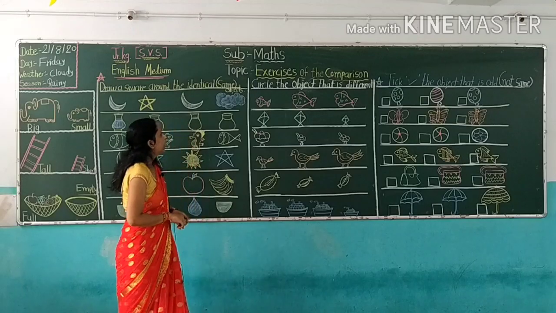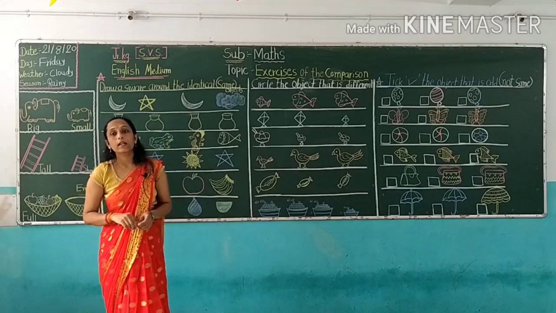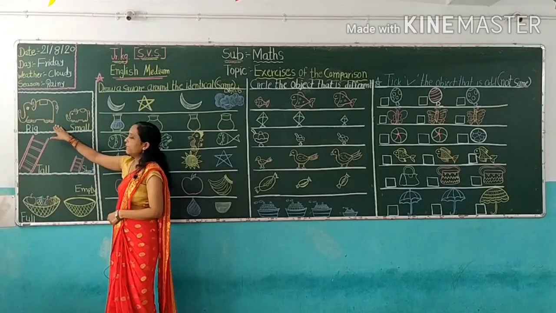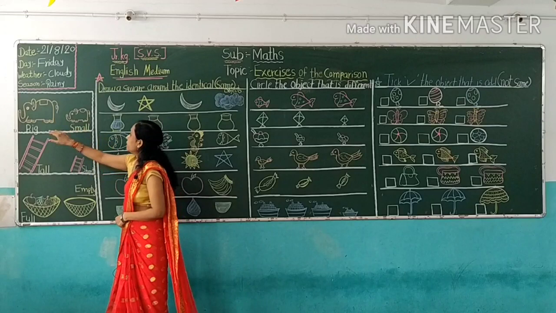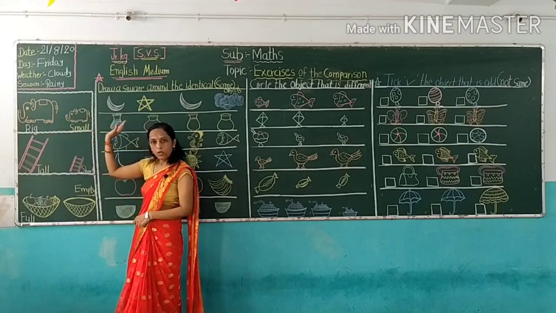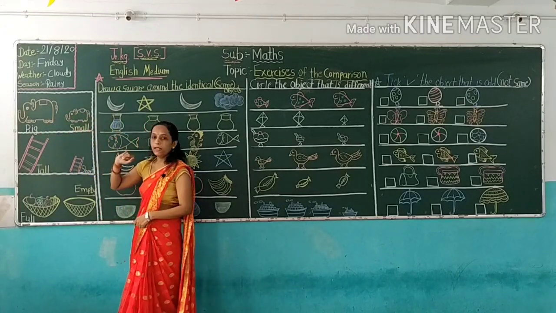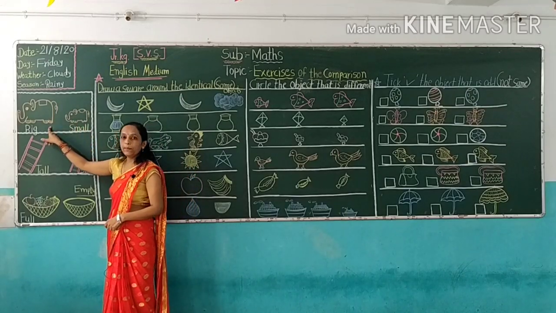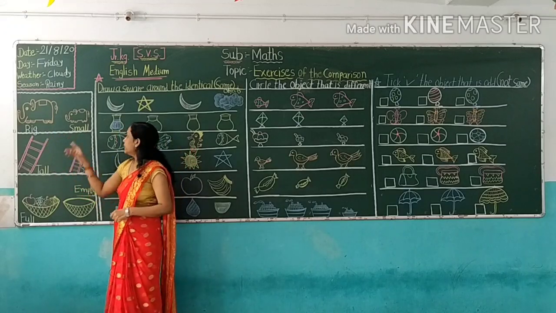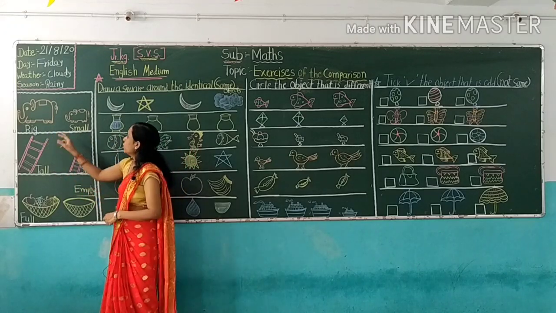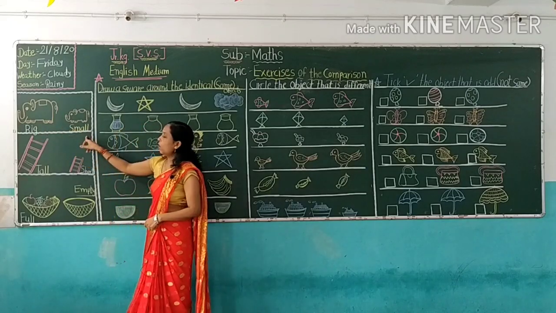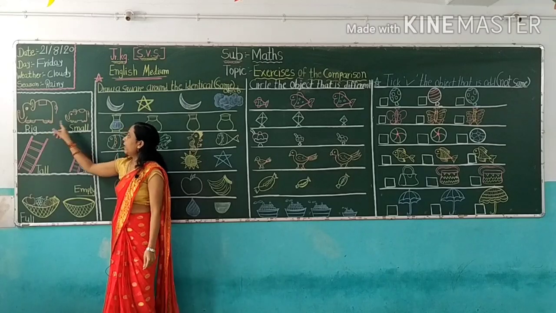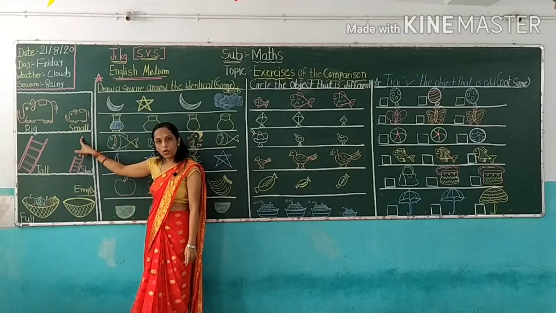Yesterday we learned comparison. So today revise this comparison. What is this? These are two elephants. One is big and other one is small. So which elephant is big? This? No. This? Yes. This elephant is big and this elephant is small. So student, big, small. This elephant is big and this elephant is small.